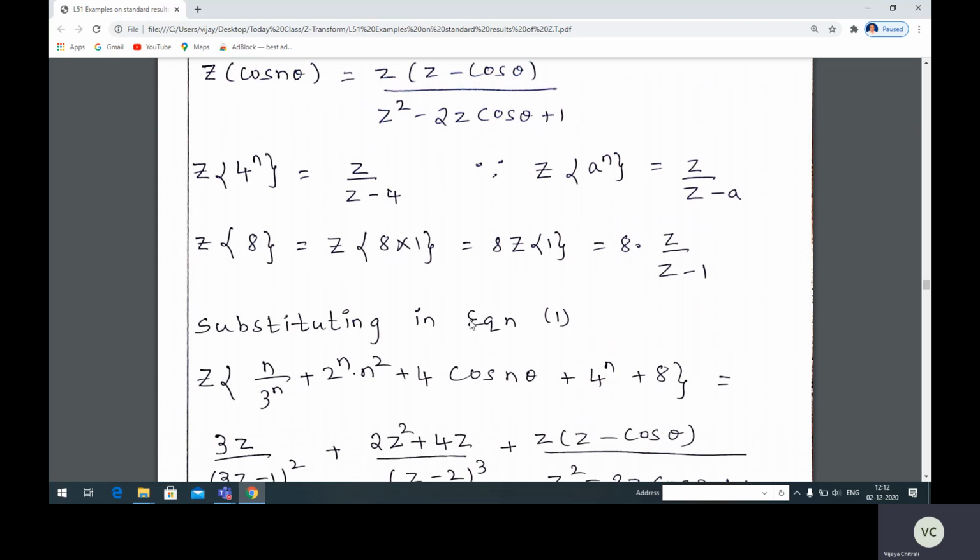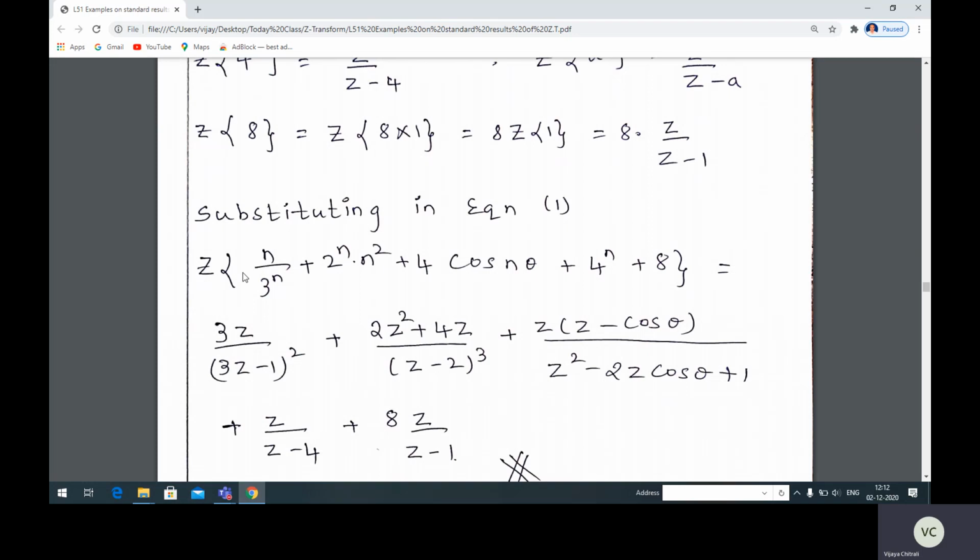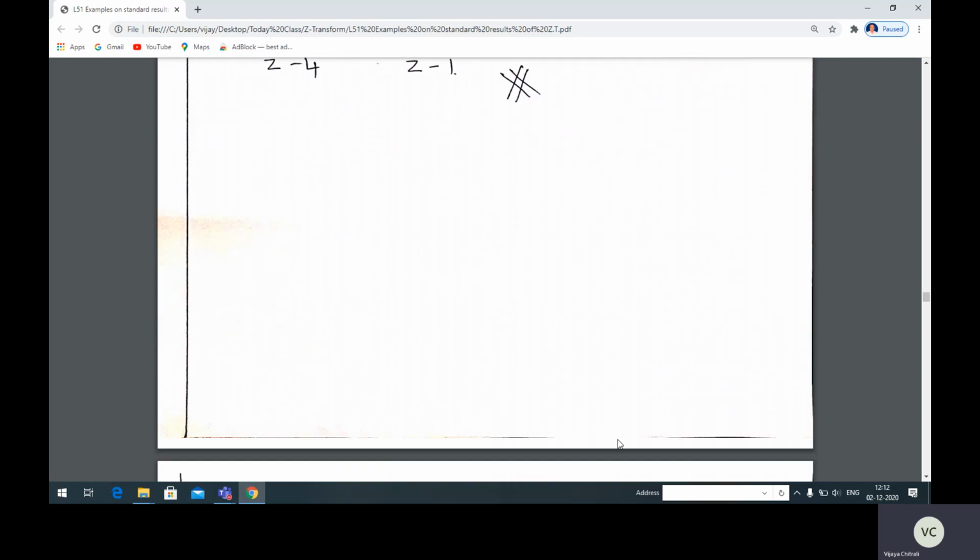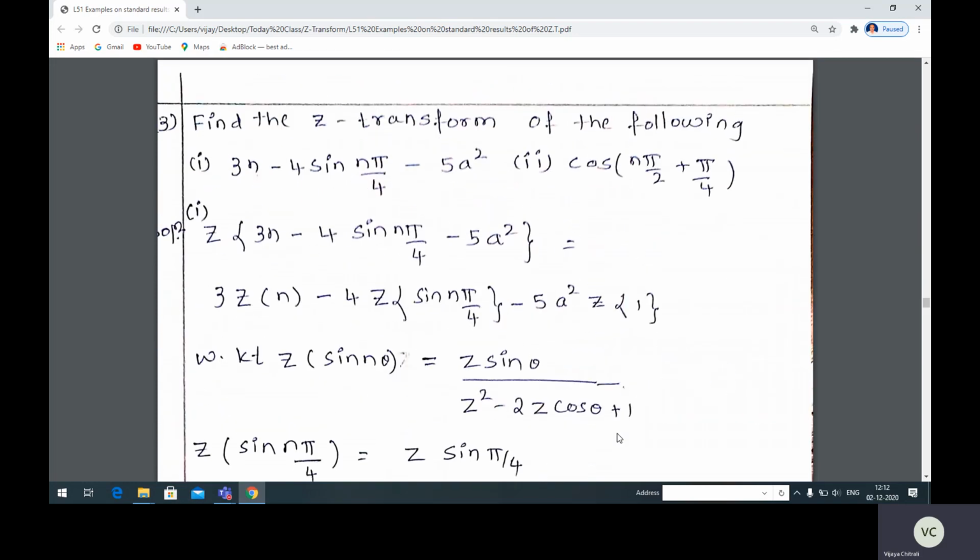Now substitute this in equation 1. So z transform of n divided by 3 raised to n plus 2 raised to n into n square plus 4 cos n theta plus 4 raised to n plus 8 is equal to 3z divided by 3z minus 1 raised to 2, plus 2z square plus 4z divided by z minus 2 raised to 3, plus z minus cos theta divided by z square minus 2z cos theta plus 1, plus z divided by z minus 4, plus 8z divided by z minus 1. So this is the required answer. Now move on to next one.